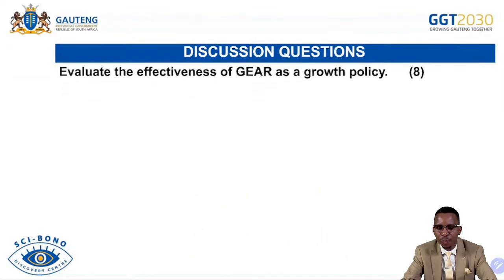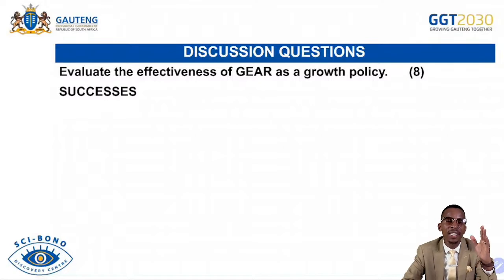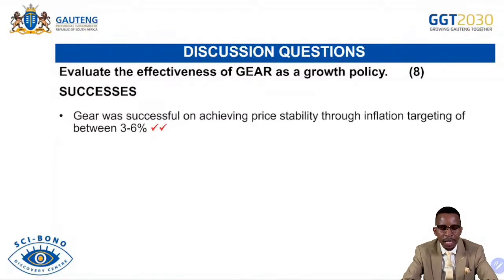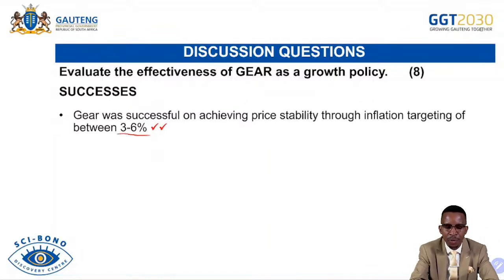Evaluate the effectiveness of GEAR as a growth policy, since it was formed in South Africa in 1996. How effective? Remember, in this kind of question, you look at the success and the failure. So we check how effective GEAR has been in South Africa, and also the success and the failure. GEAR was successful in achieving price stability through inflation targeting of between 3 to 6%.